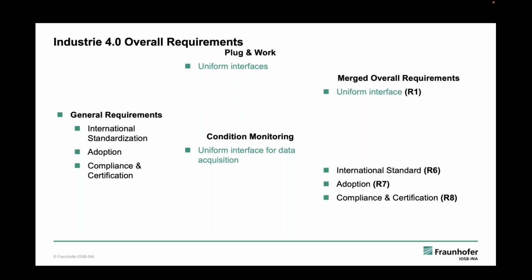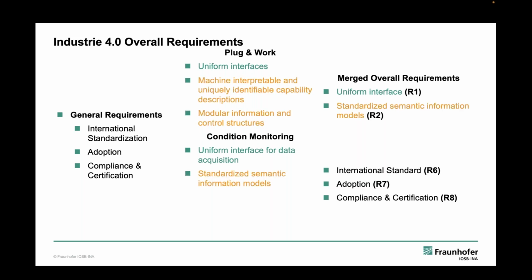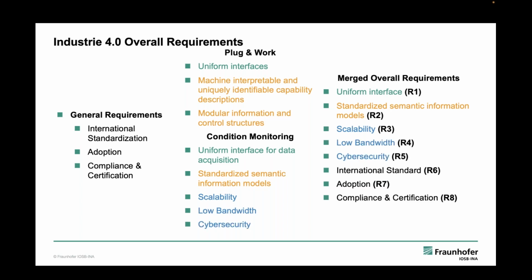So we merge this requirement to an overall requirement R1 here. Then we have machine interpretable capability descriptions for plug and work and modular information control structures for plug and work. And we have standardized semantic information models. And here the point is that these capability descriptions and modular information and control structures can also be contained in standardized semantic information models. So we merge these requirements to our requirement R2 here on the right. Then we have the additional requirements from our condition monitoring scenario, which is scalability, low bandwidth, and cybersecurity.